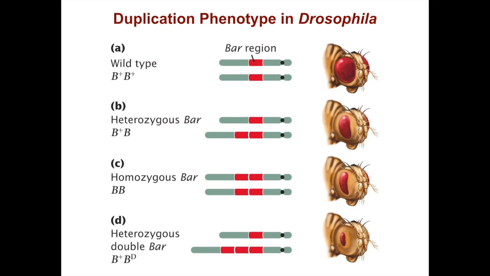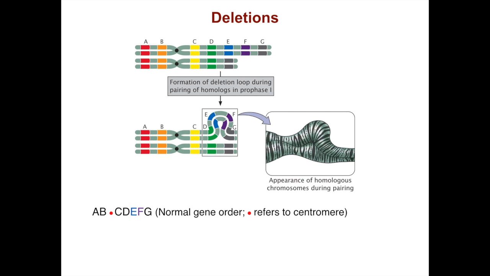What about deletions? Deletions also cause a problem during homologous chromosome pairing because you have to loop out the region that has been deleted, which is similar to the effect when you have a duplication, right? Because that region that has been deleted is now no longer homologous with the other chromosome.